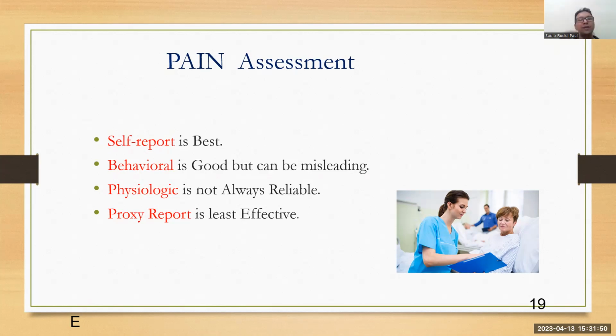So if we try to assume from the behavior, sometimes it may mislead also. The patient may not have that much pain, but may be irritated for other reasons, psychologically, physiologically, functionally. If we think that, okay, the patient has this much bone metastasis, the patient might have 8 by 10 on the numerical rating scale, though the patient cannot express. So physiologically, we cannot just assume. It will not always be reliable.